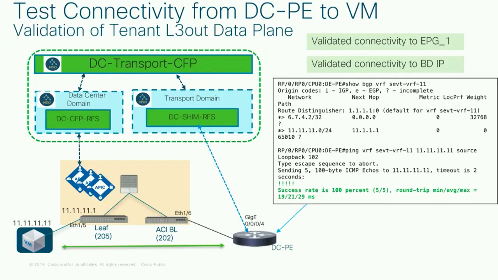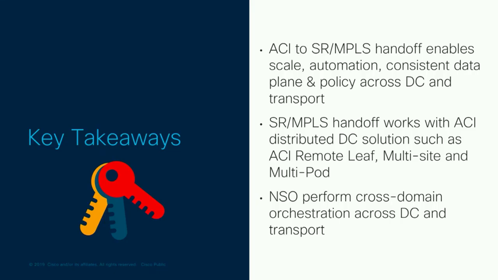So this is a short demo. Going back to the slide deck, we have validated the connectivity between DCPE and the VM. We have established the connectivity on the EPG1 and the bridge domain that was used for the tenant service. So the final key takeaways: using the NSO core function pack, we have demonstrated the end-to-end traffic on a live network using the core function packs, and it is really helpful and seamless for the deployments.